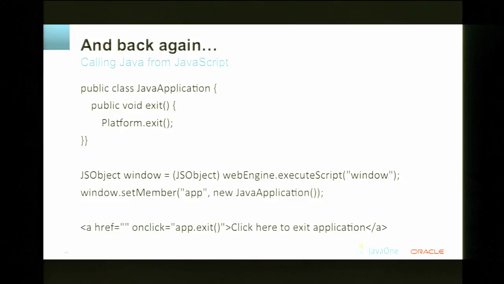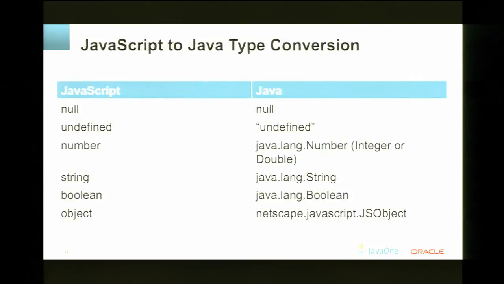But this is a streamlined API for calling back into Java. So a quick example of a JavaFX application which exposes the exit method of JavaFX. Calls in and then gets the window object and sets an app member on the application. And because JavaScript's untyped, you can now call any methods on your Java objects you've injected. So we've injected app, and in our page, we can create a little button here or a link which is going to exit the application. So you can do this bi-directional communication between your JavaFX and your JavaScript code.